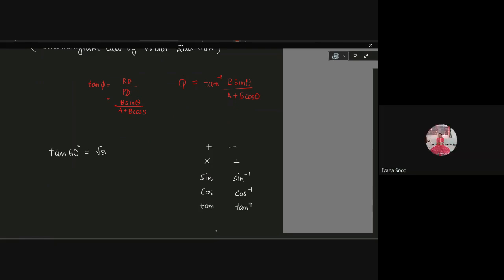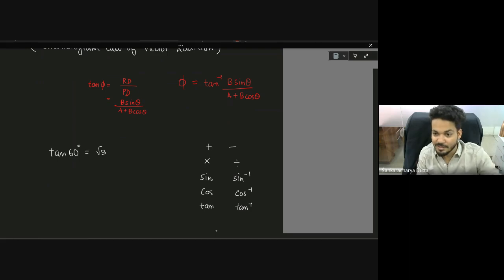Sir, isn't the opposite of sine cosec? No, you're confusing it with reciprocal. There's a difference between reciprocal and inverse. The reciprocal of sine theta is cosec theta. But understand what inverse does.